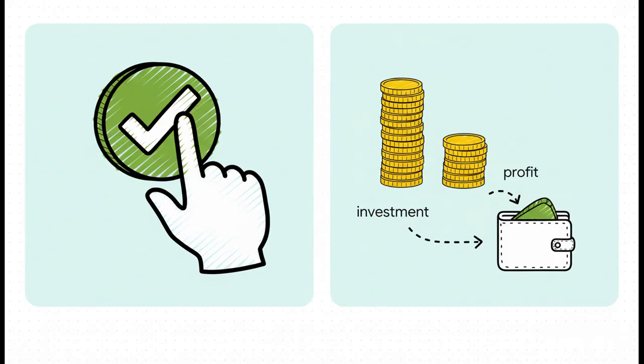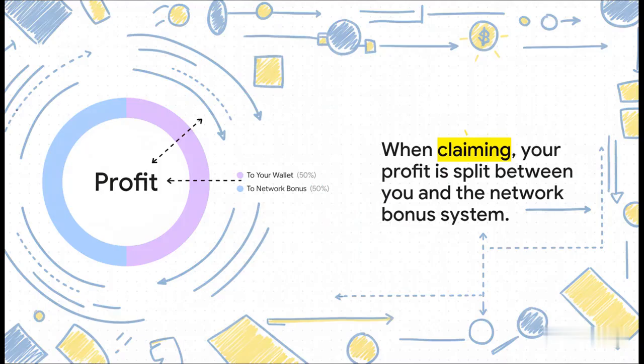Then you have option 2, the green button. This one is all about taking your profits. Once your pool hits its target, you can click Claim. You get your initial investment back, plus half of the profit you made sent right to your wallet. So wait a minute, what happens to the other half of that profit? It doesn't just disappear. It gets automatically sent to something called the network bonus system, which is a whole other part of this ecosystem that we're going to get to in just a sec.